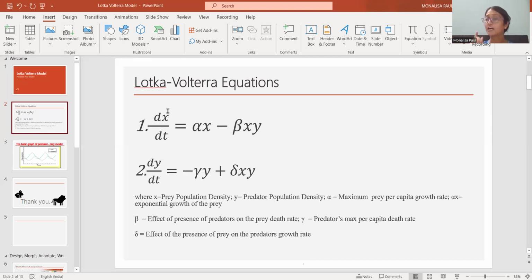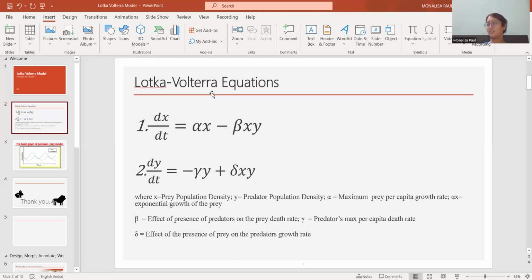But there is a factor, Y. Y is the population density of the predator. Let it be fox, lion, alligator, or deer in the case of the grass and deer relation. It is the predator, how much predation is taking place. And beta is the effect of the presence of predators on the prey death rate. Whenever there is competition between predator and prey, there has to be an interaction. This XY shows how much interaction is taking place.